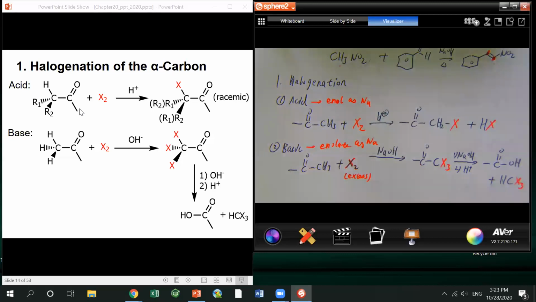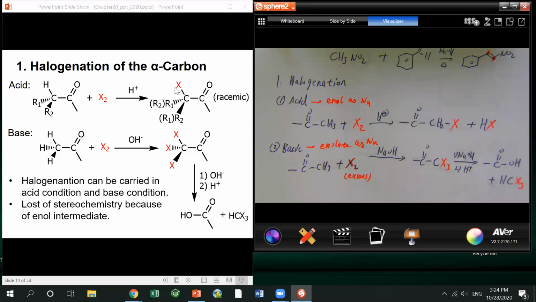Another thing you can keep in mind is that no matter acid or basic condition, if the alpha carbon is a chiral carbon, so you have 4 different attachments, like the top example, after the reaction you eventually generate a racemic mixture, so it is racemized. Why is that? Because of the enol or enolate intermediate. The hydrogen can be removed under acid or base conditions, so they lose their stereochemistry because of the intermediate.